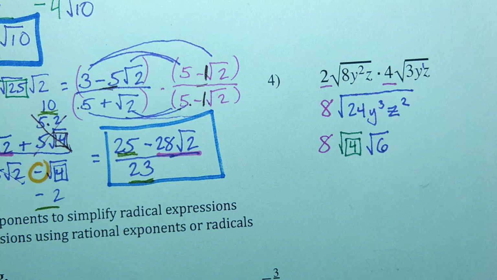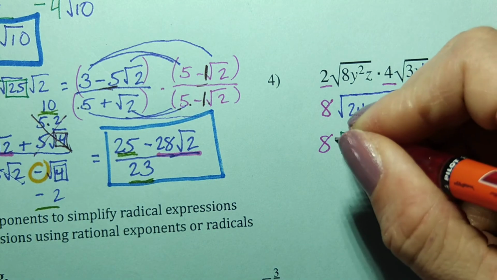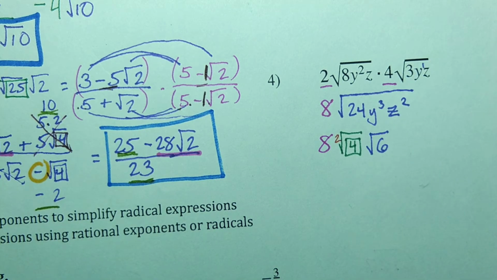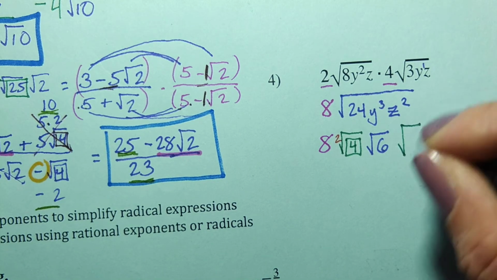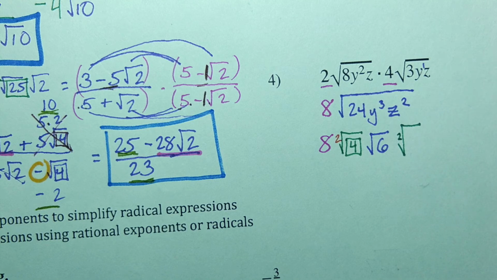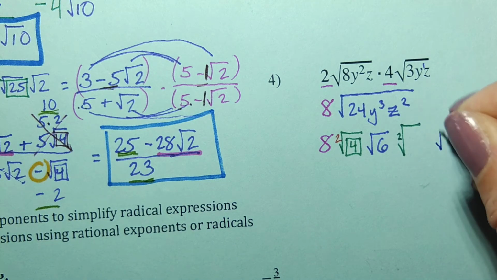Now, y cubed, if I divide that by the index, what is the index of a regular square root? 2. So, what can I break y down into that is divisible by that index of 2, and something that is left over?